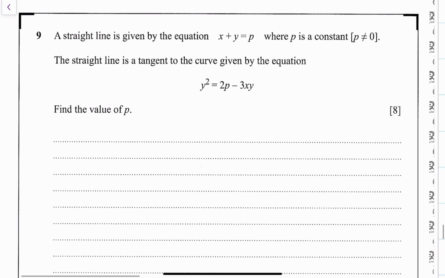Okay, last question. Is this the last question? It is indeed. A straight line is given by the equation x plus y equals p, where p is a constant.